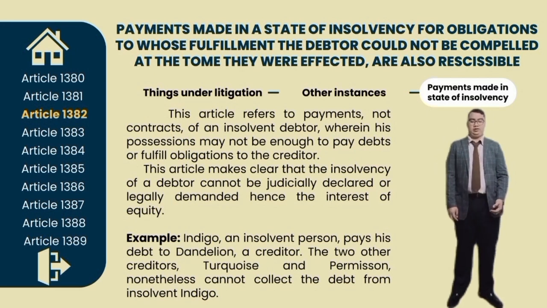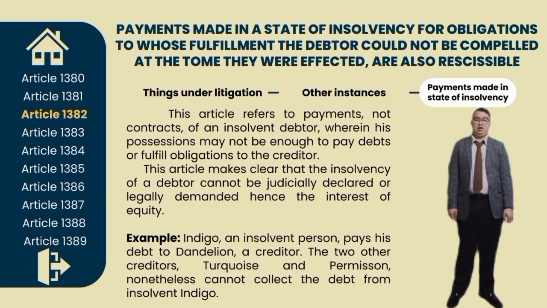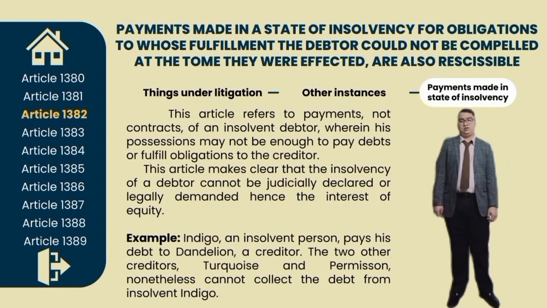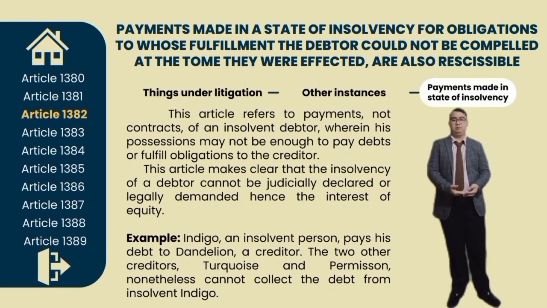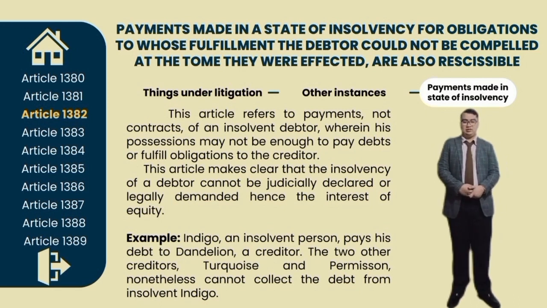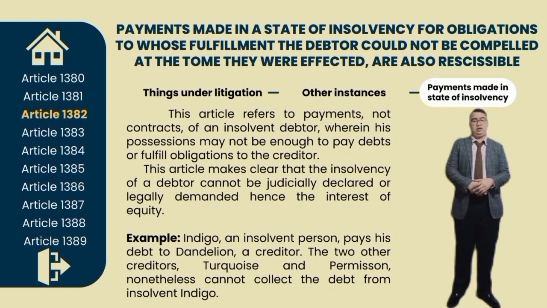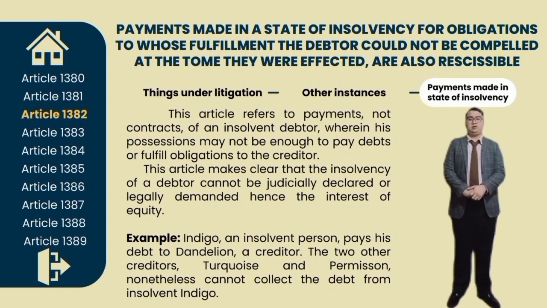In order for this article to apply, a debtor must have made a payment to a creditor while being insolvent, and the other creditors did not consent to it. Here is an example of Article 1382. Indigo, an insolvent person, pays his debt to Dandelion, a creditor. The two other creditors, Turquoise and Persimmon, nonetheless cannot collect the debt from insolvent Indigo.